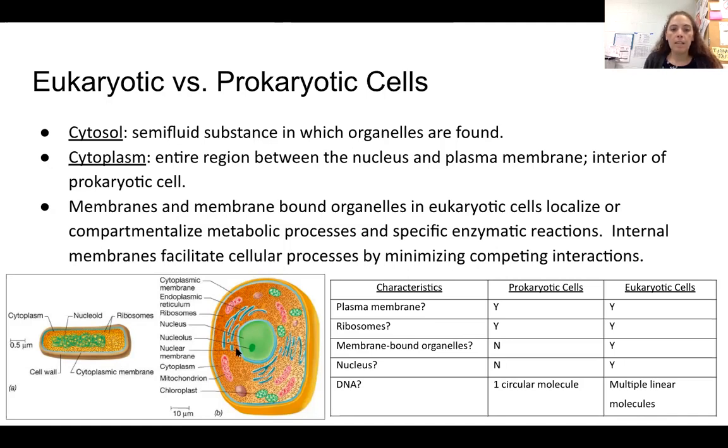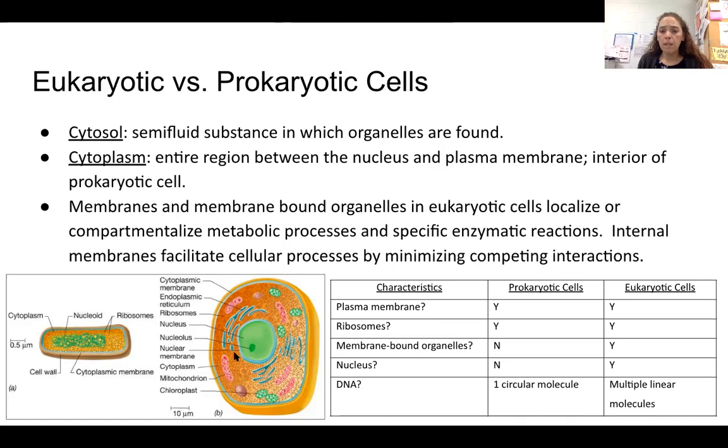In a eukaryotic cell, there are plenty of membranes like the endoplasmic reticulum and membrane-bound organelles, such as chloroplasts and mitochondria, that help to localize or compartmentalize different processes, and we'll get to that in a few minutes.